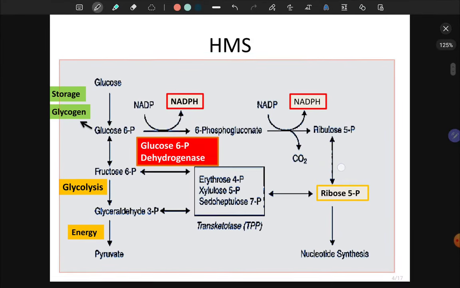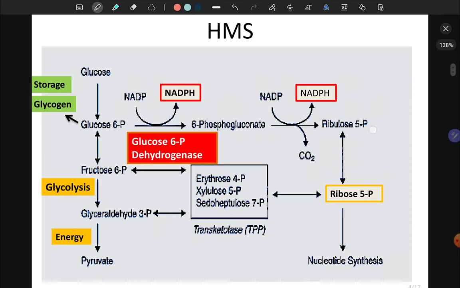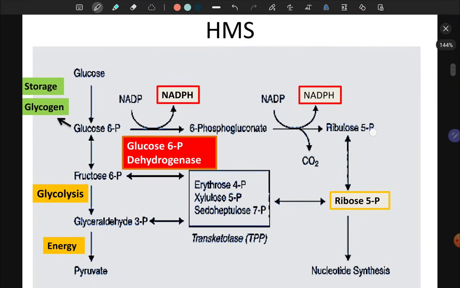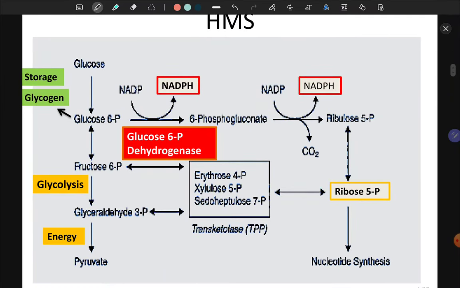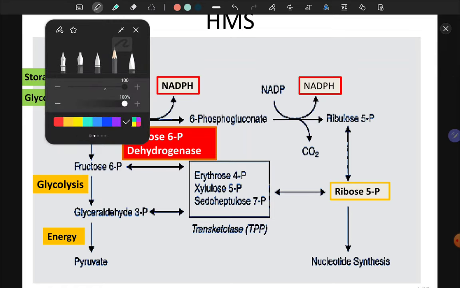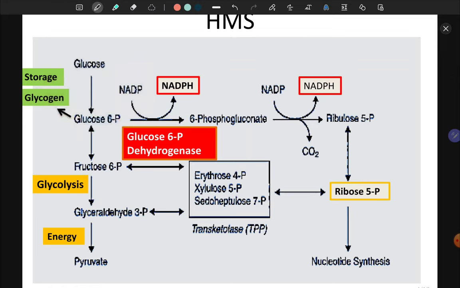So it starts with glucose. Glucose converts to glucose 6 phosphate by which enzyme? Do you remember? Hexokinase, good.